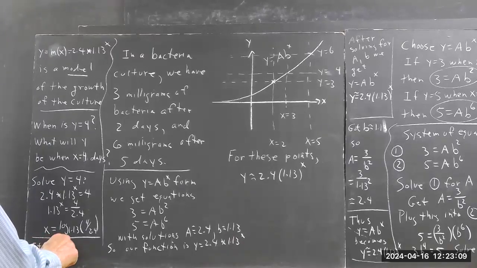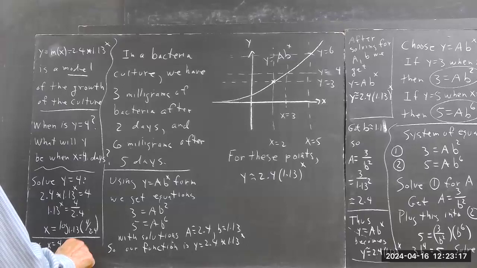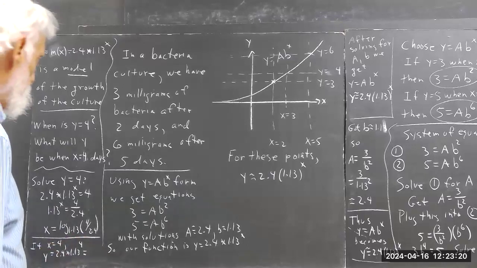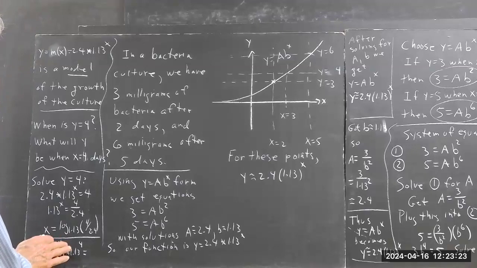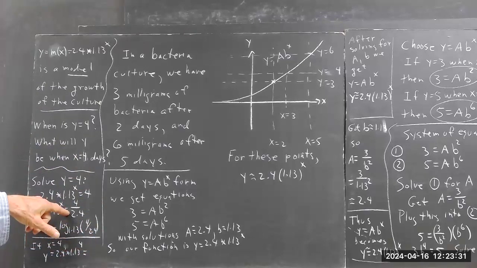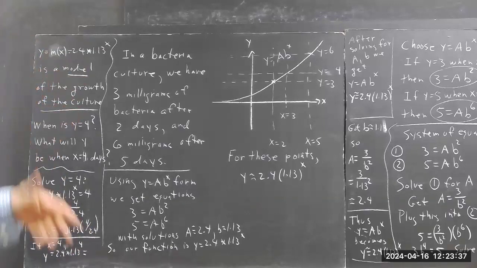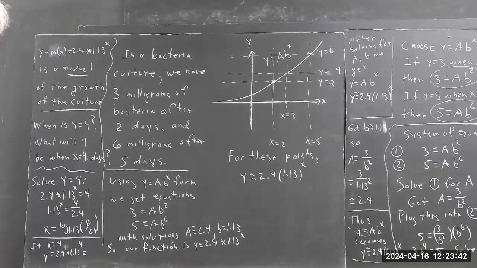If x equals 4, y equals 2.4 times 1.13 to the 4th. That's something you can easily enter into your calculator. Log base 1.13 of 4 over 2.4, well, that's log of 4 over 2.4 divided by log of 1.13. In other words, this is something you know how to solve. And this is even easier. You can just plug it into your calculator directly.